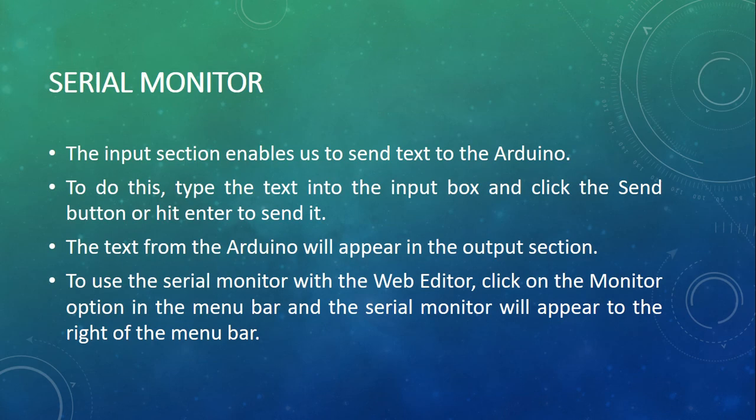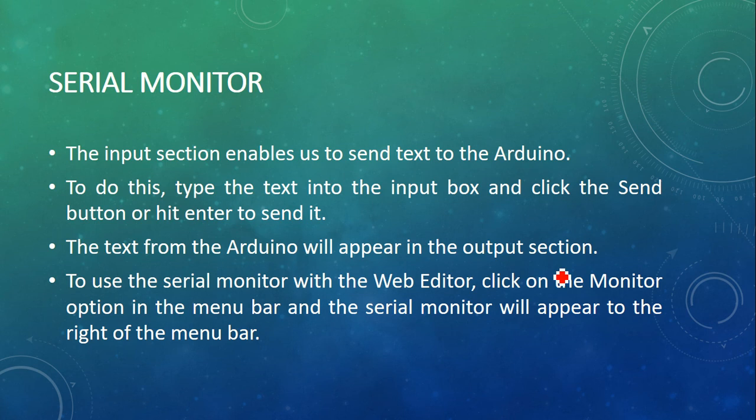So the input section enables us to send text to the Arduino. That's the purpose of the input section. To do this, type the text into the input box and click the send button or hit enter to send it. But to do this, you have to have specific code for the Arduino to accept the input. So the text from the Arduino will appear in the output section. Once you press send, any text that you have typed in the input section will be displayed or appear in the output section.